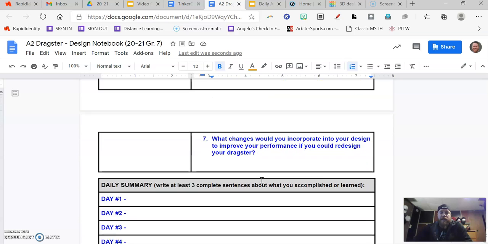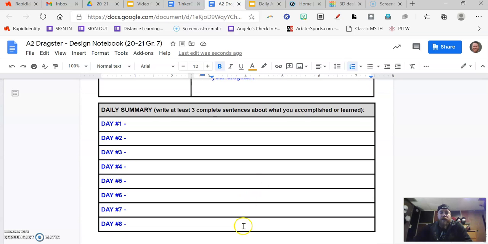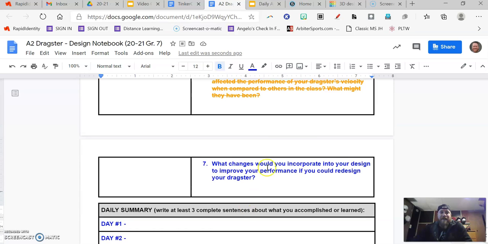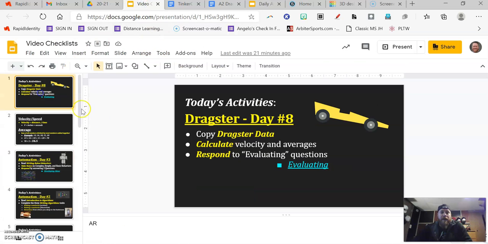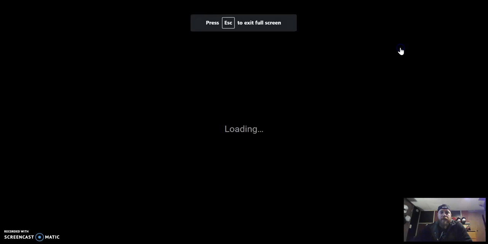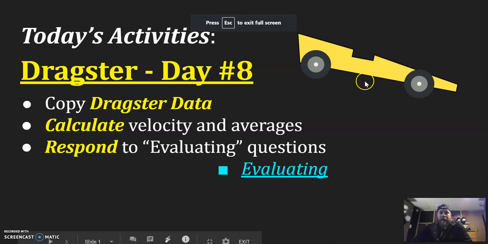All right? Make sure your summaries and everything are done as well. You should have a final summary for today as well. But get this done. Again, we want to make sure that we have everything complete, and that includes copying that dragster data, calculating your velocity and averages, and then responding to those evaluating questions in your notebook.